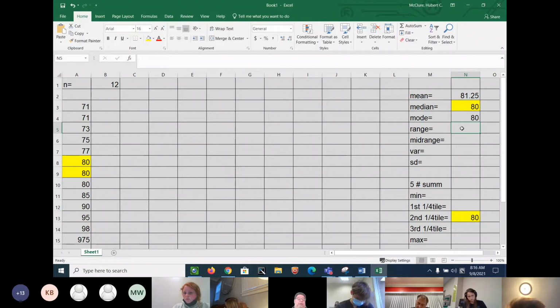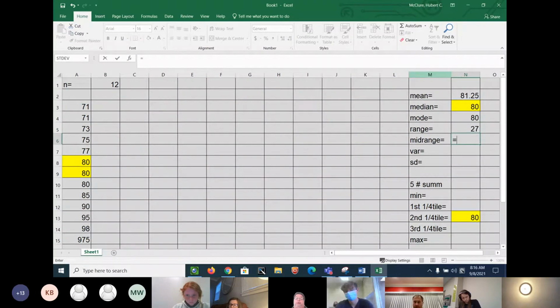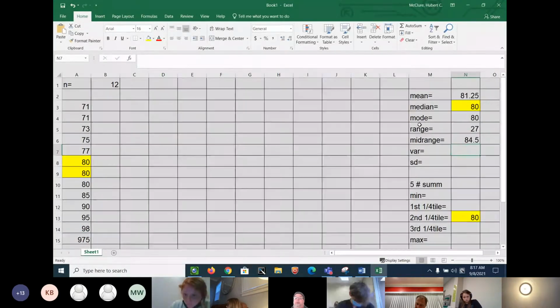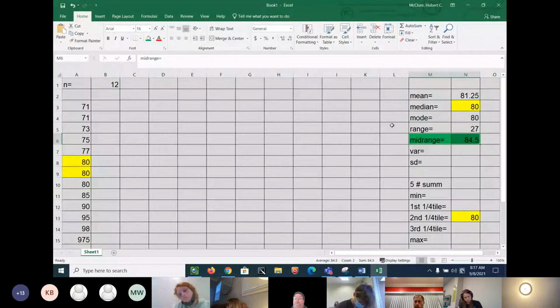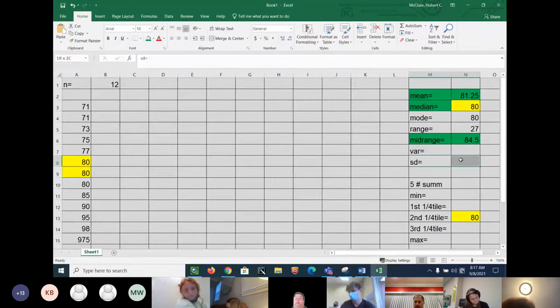Range is equal to the highest number minus the lowest number. Mid-range is equal to the highest number plus lowest number divided by 2. And remember, these 3 are numbers that are very important. Okay?